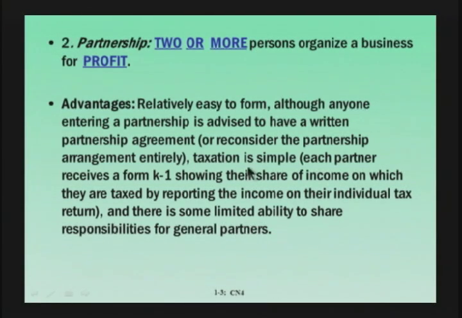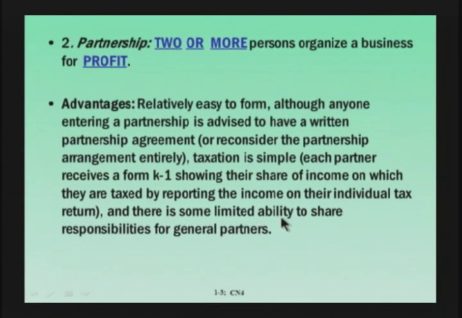Again, similar to a proprietorship, taxation is fairly simple because the partnership does not pay taxes itself. Each partner gets a K-1 form from the partnership showing them their share of the income, and they report their income and pay taxes from their partnership profits on their own individual tax return. So there's no partnership taxes paid. The partners pay taxes on their portion of the earnings on their personal tax return.